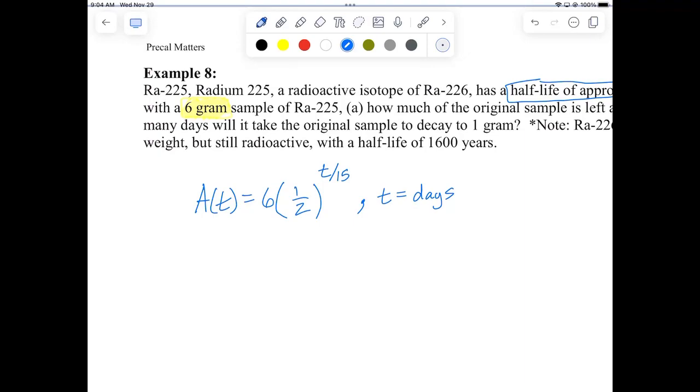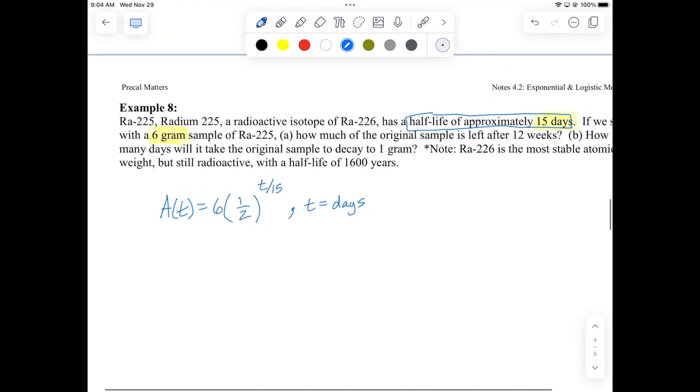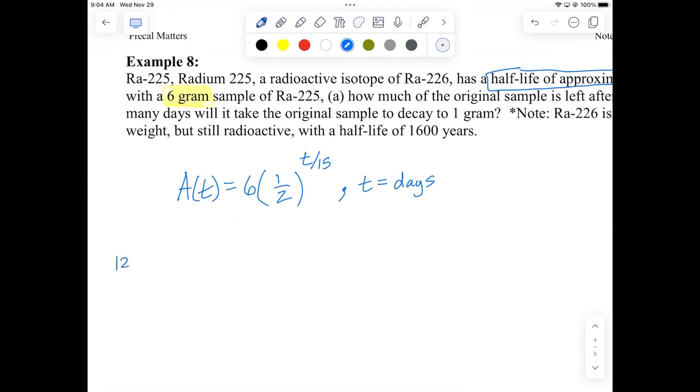If I know the t, the time, I can plug it in and figure out the amount that's left. Or if I know what I want the amount to be, I can set it equal to that and solve for t. Which one am I given here? I want to know how much of the original sample is left after 12 weeks. So let's come over here and we say 12 weeks. If we're measuring in days, do I just want to figure out what A of 12 is? No. That's not what I want. I need to know that 12 weeks is equal to how many days? 84 days. Good. So I need to make my input match the units of my variable. So what I really want is A of 84.